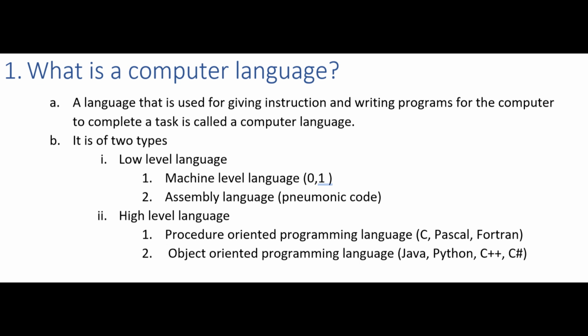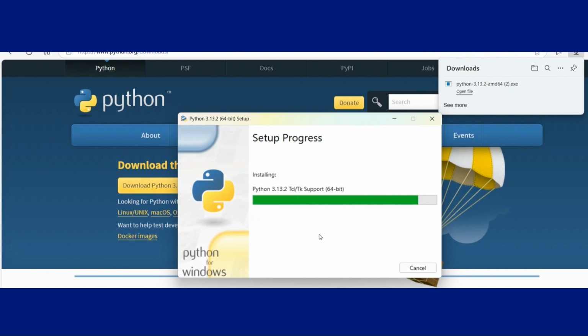2. High-level language. These are easier for humans to read and write. They are further divided into procedure-oriented programming language and object-oriented programming language. After installing Python, you are ready to start working with it. You will find Python in your Start menu.